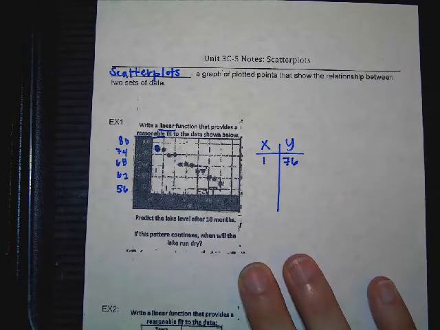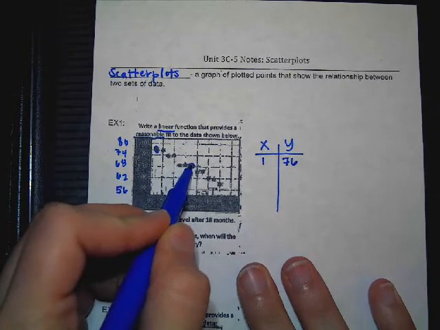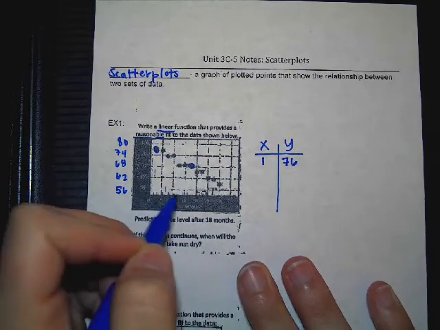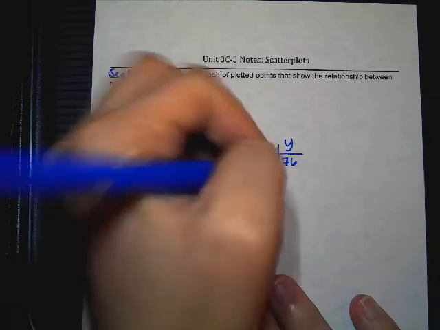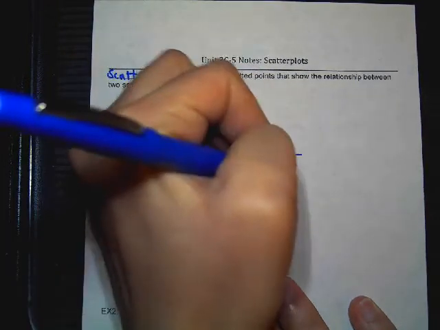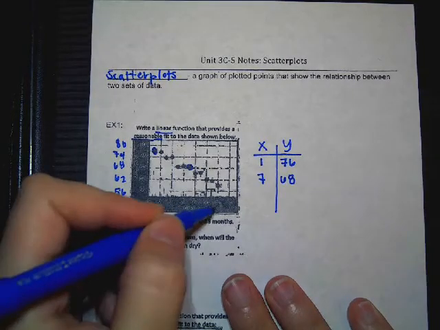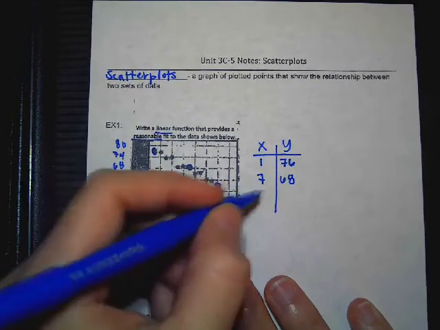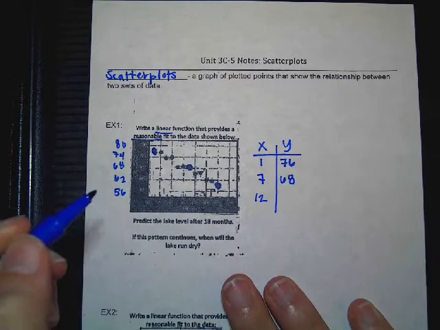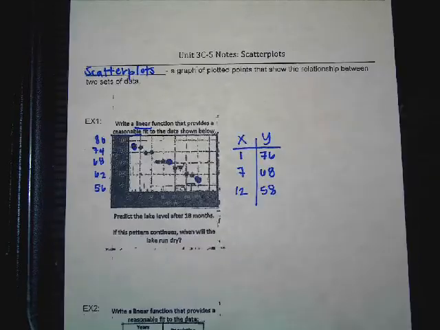Then I'm going to pick one in the middle. It doesn't really matter which one. I'm going to pick this one right here. This is between 6 and 8, which would be 7, and the y is about 68. Stay with me, guys. And then I'm going to pick the one on the end. That's 12 and 58, I guess. So I just did one at the top, middle, and end. With me? Now, that's not it.